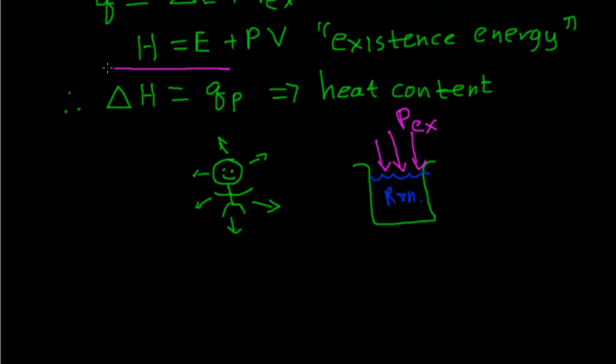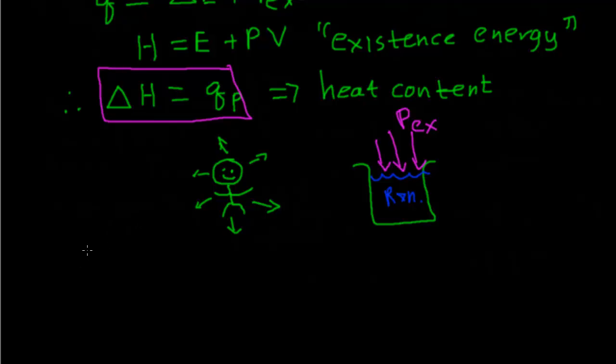If that's true, then delta H is just equal to the amount of heat that comes into or out of our reaction. And that's really what we're interested in this chapter, thinking about heat that comes in or out of a reaction. That's going to be equal to this change in enthalpy.